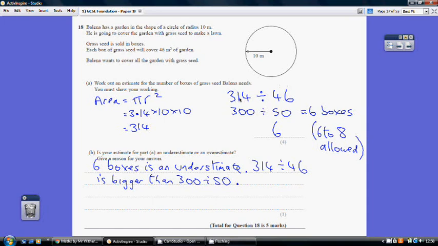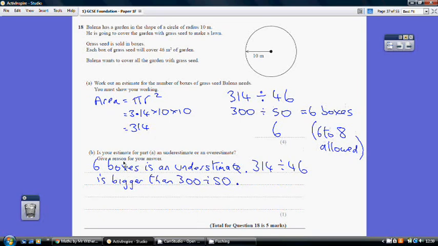So rounding each of these to one significant figure, we get 300 divided by 50 is 6 boxes. So we're going to need an estimate of 6 boxes. Now the answer scheme allowed 6 to 8 boxes.